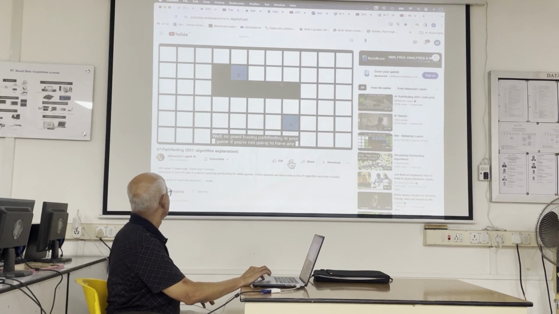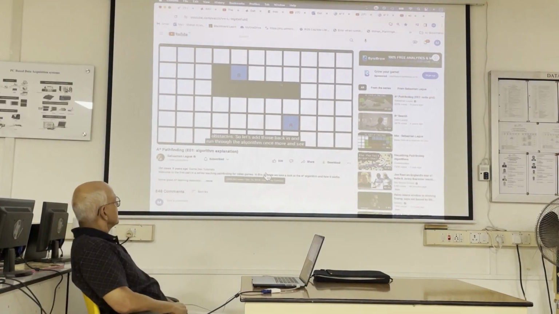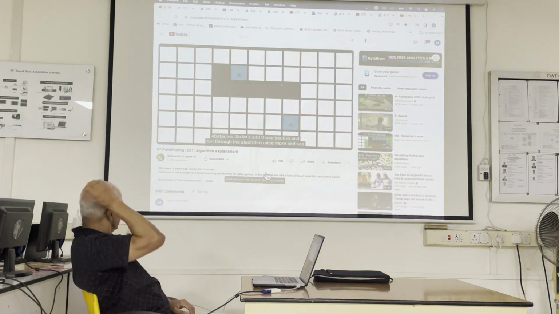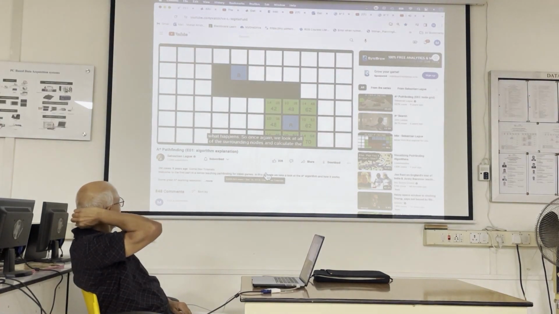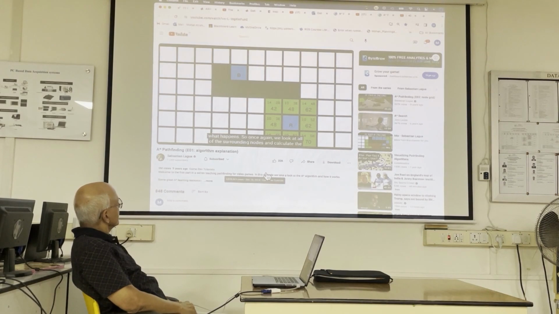Well, no point having pathfinding in your game if you're not going to have any obstacles. So let's add those back in and run through the algorithm once more and see what happens. So once again, we look at all of the surrounding nodes and calculate their F costs. And we'll go with this lowest F cost of 42.